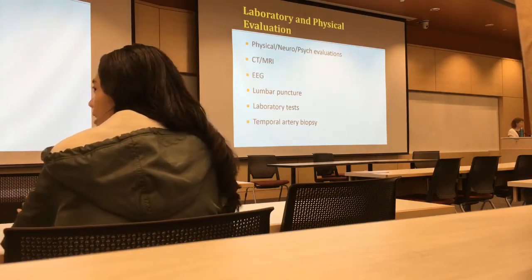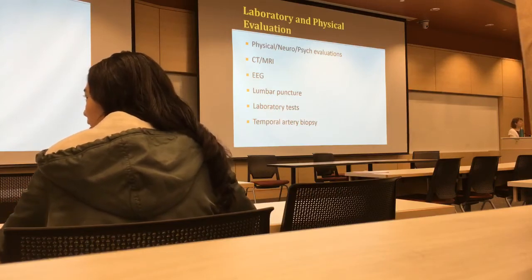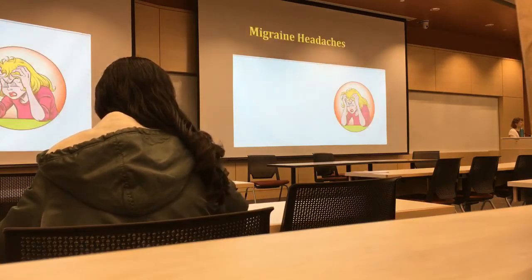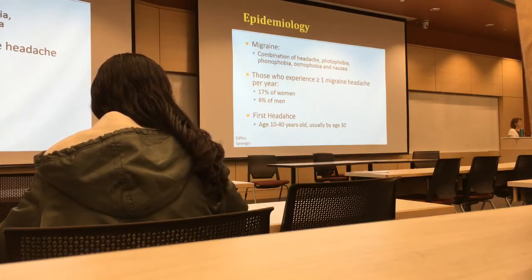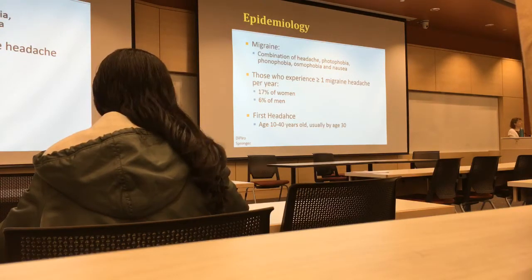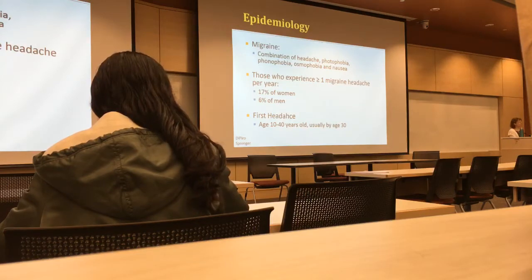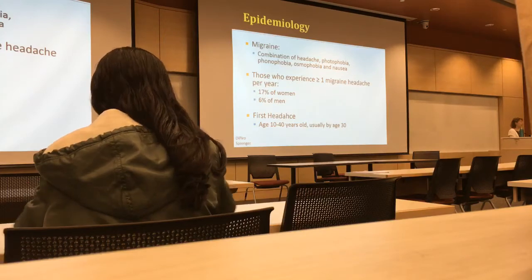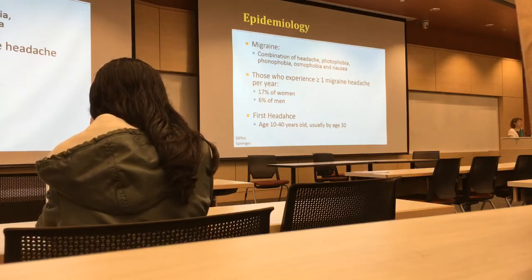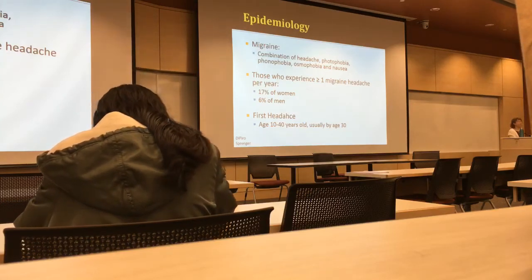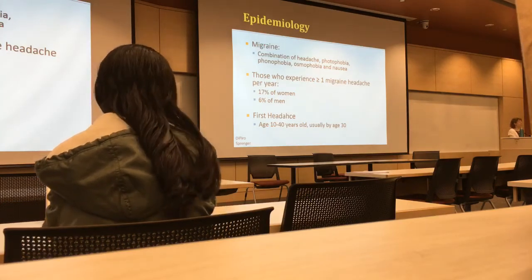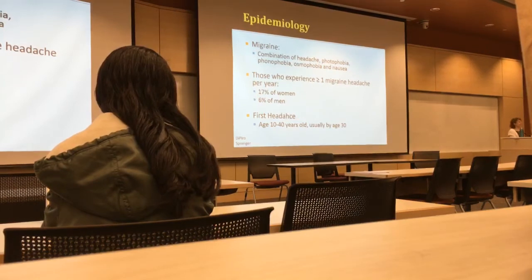So these are the various laboratory tests that we will collect. The epidemiology is a combination of headaches, light sensitivity, sound sensitivity, and nausea, and those who experience more than one migraine headache per year are what we define as that. It occurs more in women than men, and usually people have had their headache at least by age 30, but the range is 10 to 40.